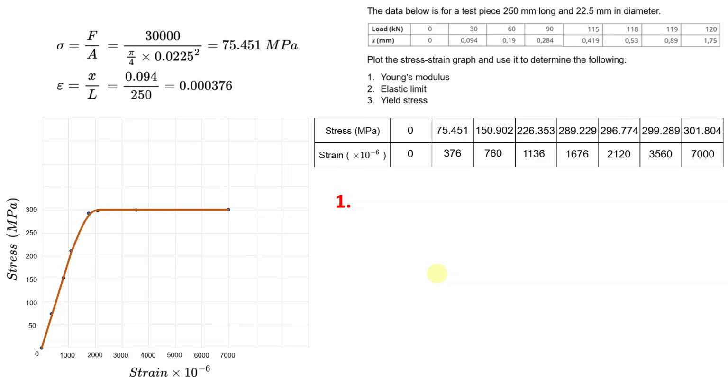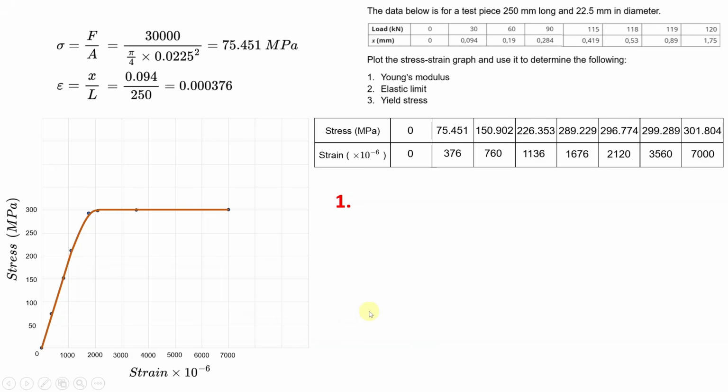And as you can see, if you look carefully at this graph here, you will see that we have a straight line from here until here. So this point here is the limit of proportionality. From here, as you begin to go further, it begins to bend. It's behaving like a curve now. So the limit of proportionality is here, because from here to here, we have a straight line. So you can pick any of these points here to try and find the Young's modulus.